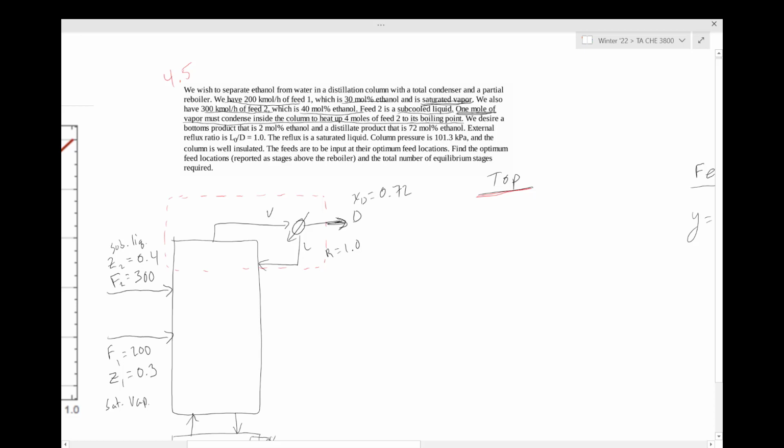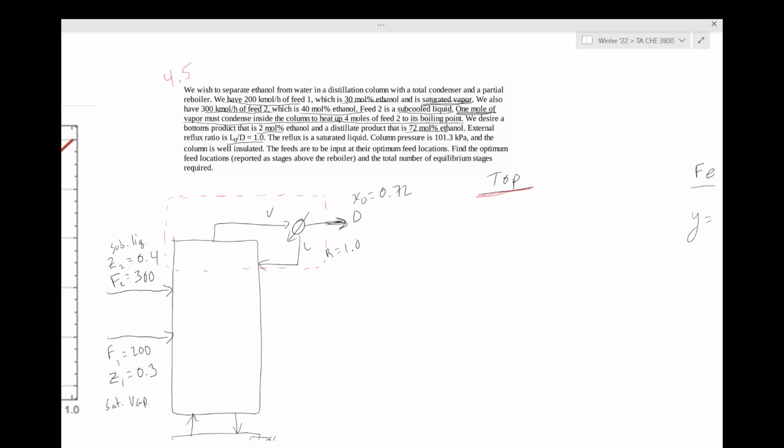That's talking about the desired part, so our bottom concentration, our XB, is going to be 2%, and our distillate XD is going to be 72%. The reflux ratio is 1. It's a saturated liquid, the column's operating at 1 atm, and it's well insulated, so that just means that it's under adiabatic conditions. This problem is asking you to find the optimum feed locations, and also the total number of equilibrium stages that are required.